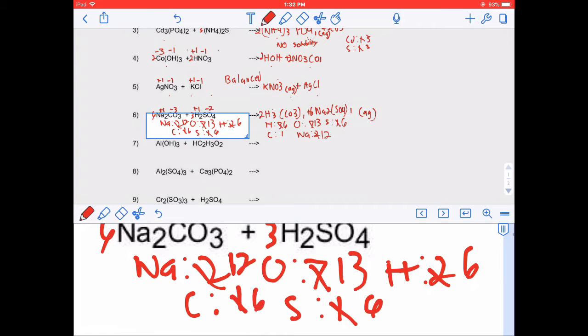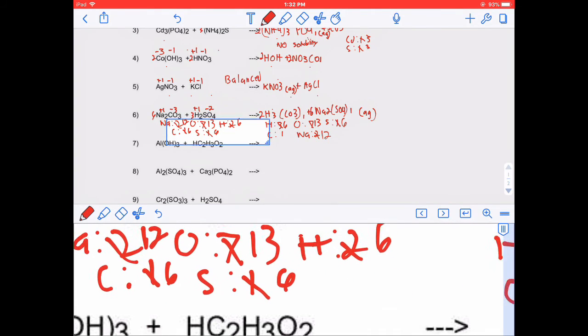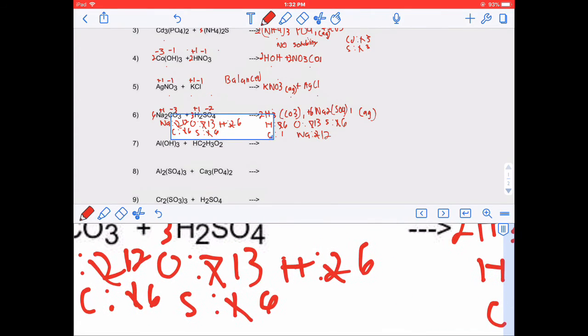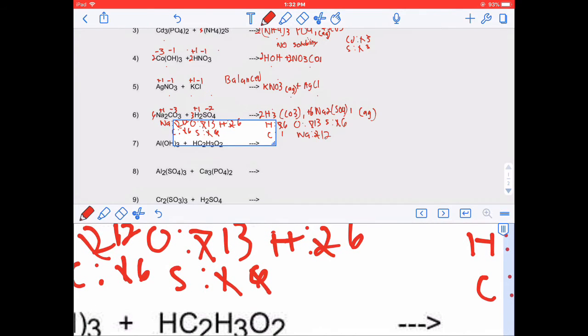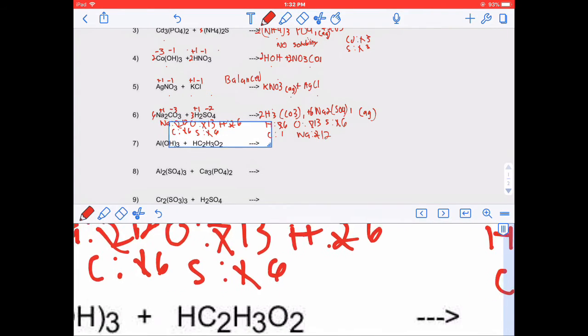So yeah, it's just like balancing a normal equation. Just make sure each element is the same on each side.